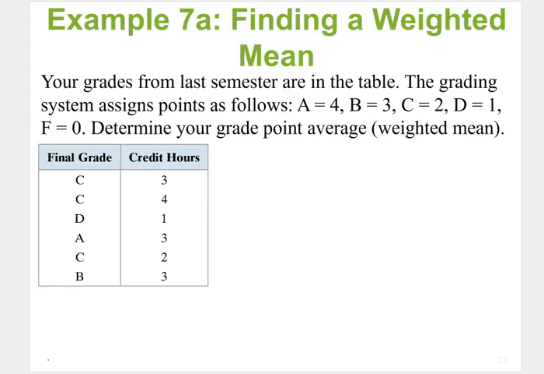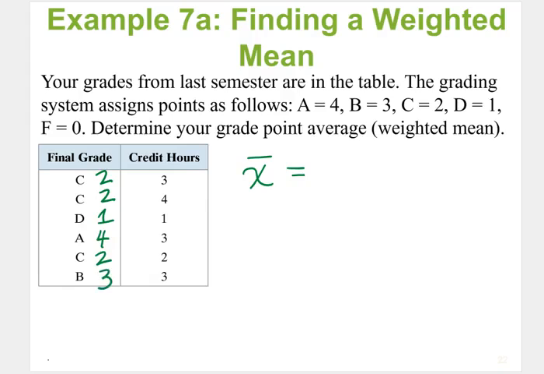So here are your semester grades from last semester. We're just going to pretend. The grading system is as follows: an A is 4 points, a B is 3 points, a C is 2 points, a D is 1 point, and an F is 0 points. These are usually called quality points. So when you want to find your weighted mean, you are going to have to add up your quality points. Each of these final grades has a quality point. So C's are 2, this is 2, this is 2, a D is 1, an A is 4, a C is 2, a B is 3.